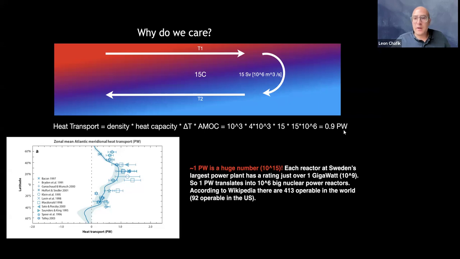So this is a very simple way of calculating how much heat transport moves northward in the ocean, or in the Atlantic Ocean.